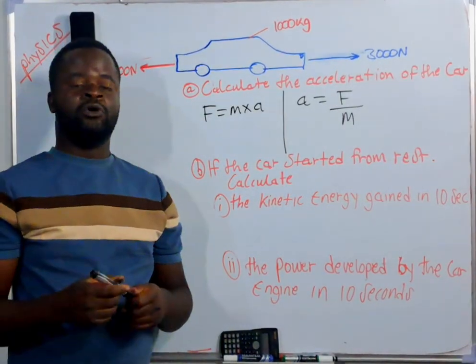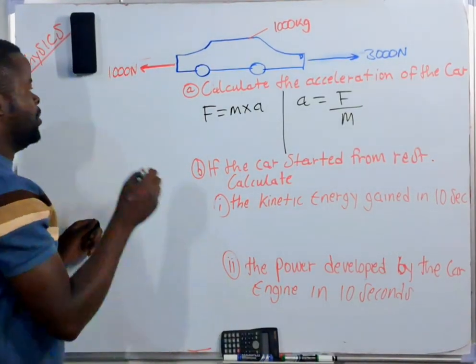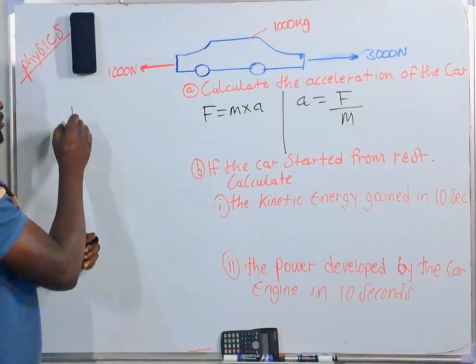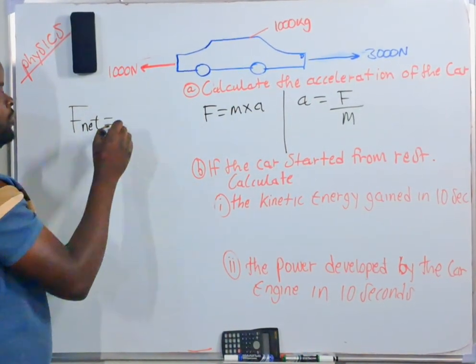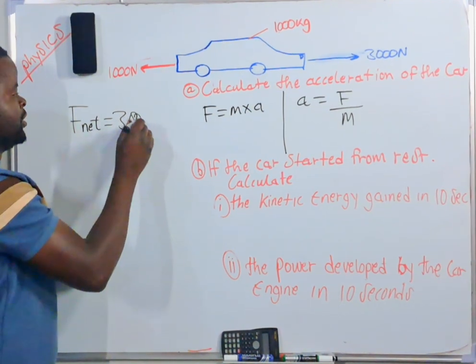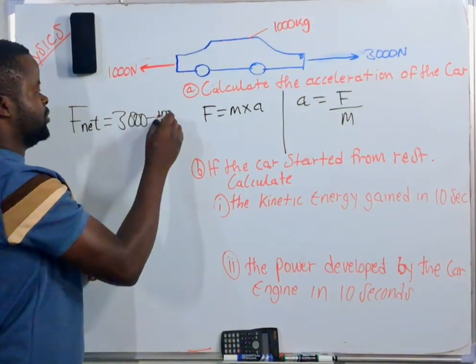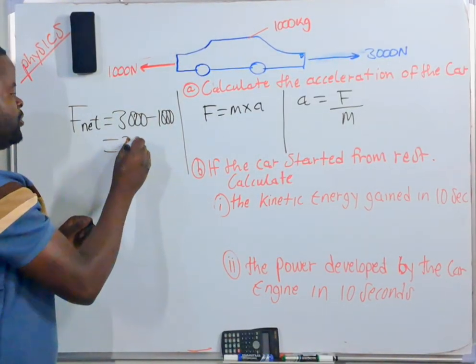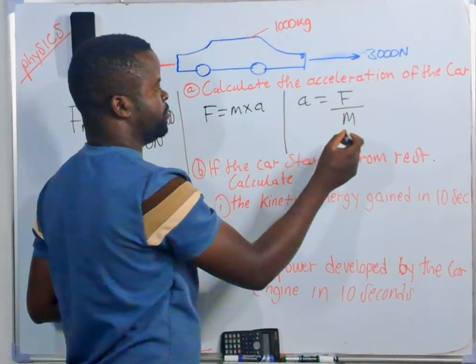Therefore, you've been given the driving force and the opposing force. So what you are going to do is find what we call net force, or resultant force. In this case, net force is equal to driving force, which is 3,000, minus 1,000, which is the opposing force. So we are going to get 2,000 newtons.